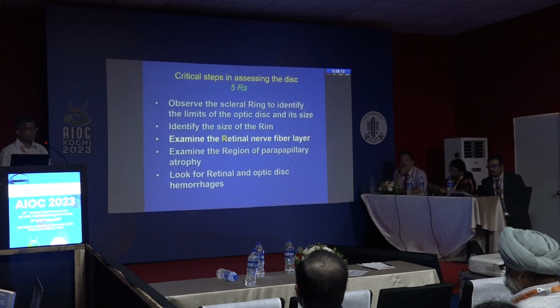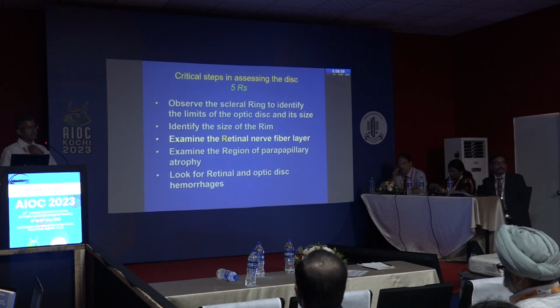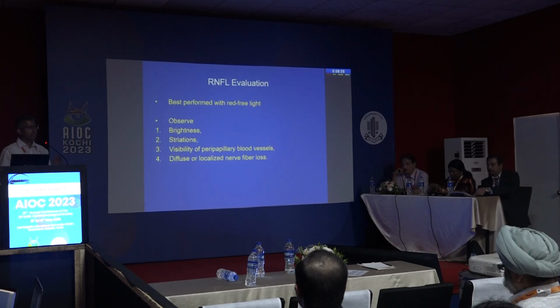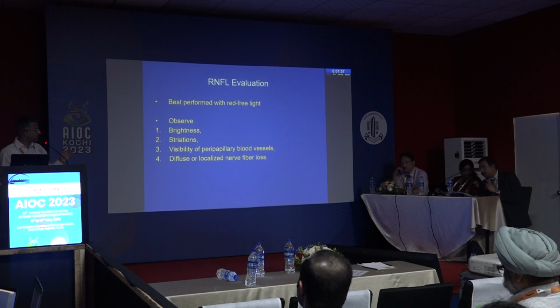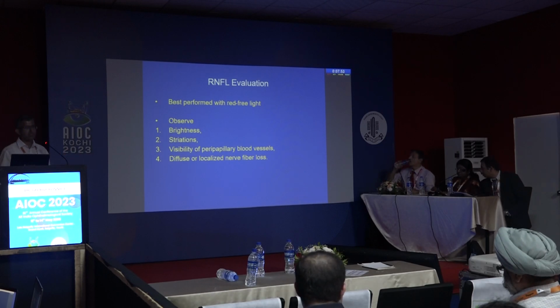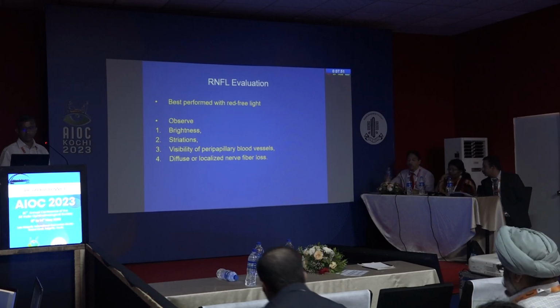So the next structure you look at is the retinal nerve fiber layer, and this is where all of us become a little lazy because we don't feel like changing the little dial on top and putting on the red free. If you put on the red free, you can see it much better. You can see it even better if you take a red free picture. So what all do you need to do over here? You need to look at the brightness, the striations, whether you can see the peripapillary blood vessels, and whether there's diffuse or localized nerve fiber layer loss.